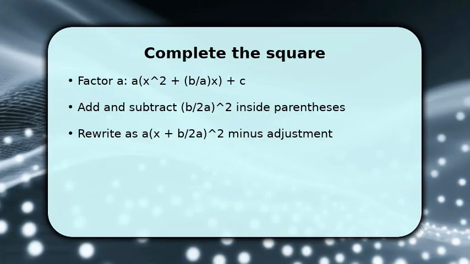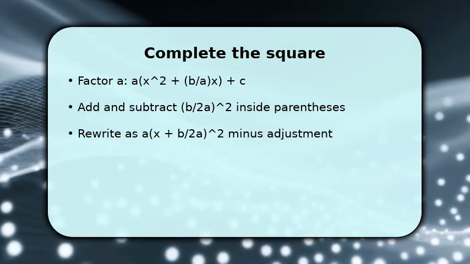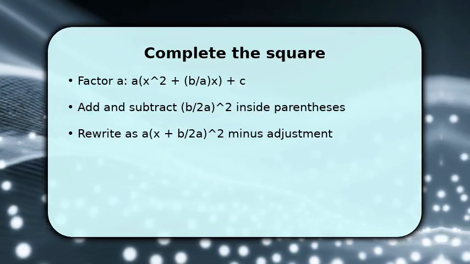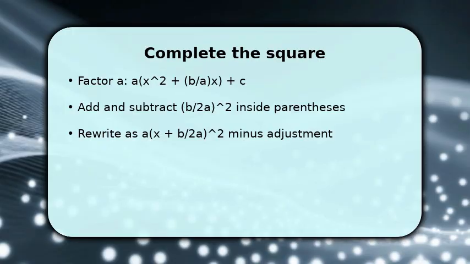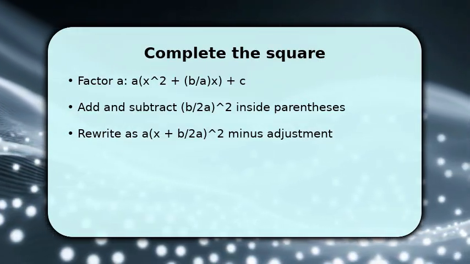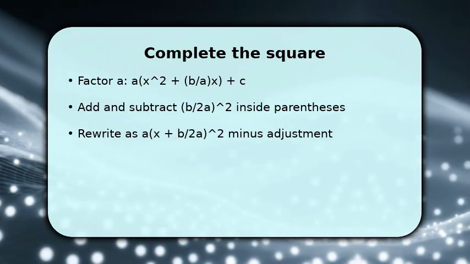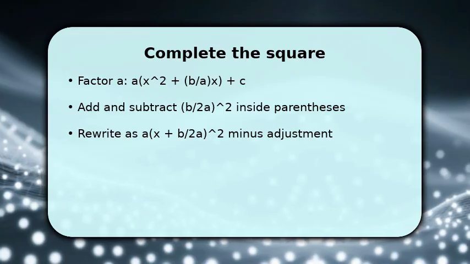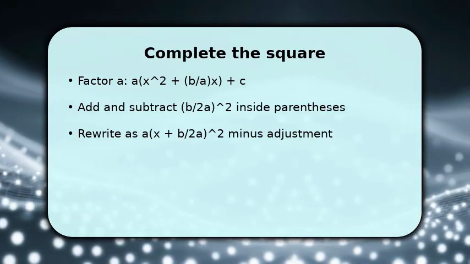First, factor so you have a times (x² plus b/a x), then compute half of b/a, square it, and add and subtract that value inside the parentheses. Once done, combine the added value with the outside multiplication as a necessary adjustment. Now rewrite the expression as a times (x plus b/2a) squared minus the adjusted constant.